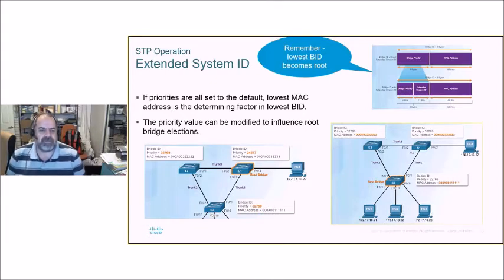The priority value can be modified to influence the root bridge elections. And so, because the bridge priority is before the MAC address in the bridge ID, it's the more significant number, and of course it will affect the elections.